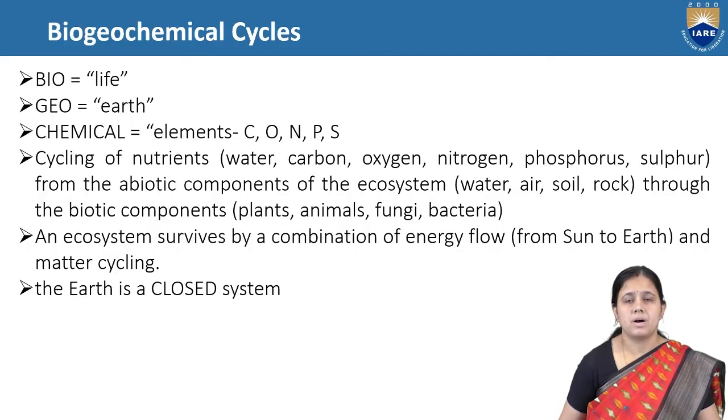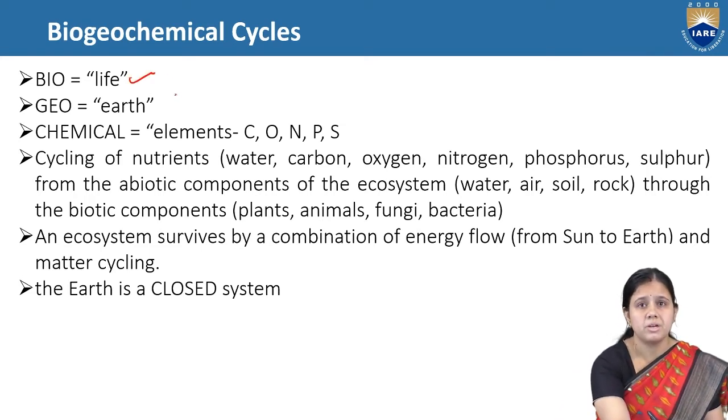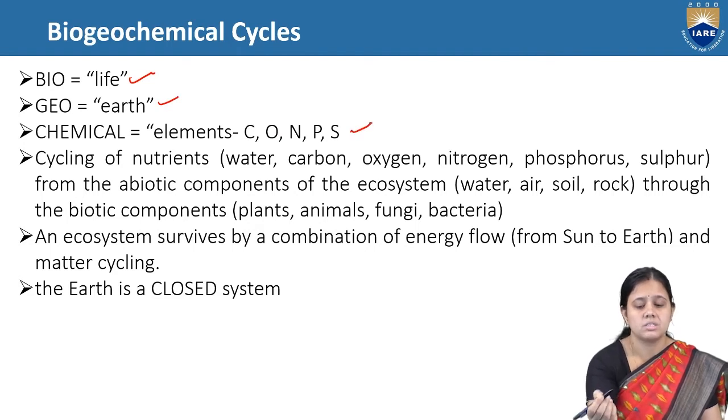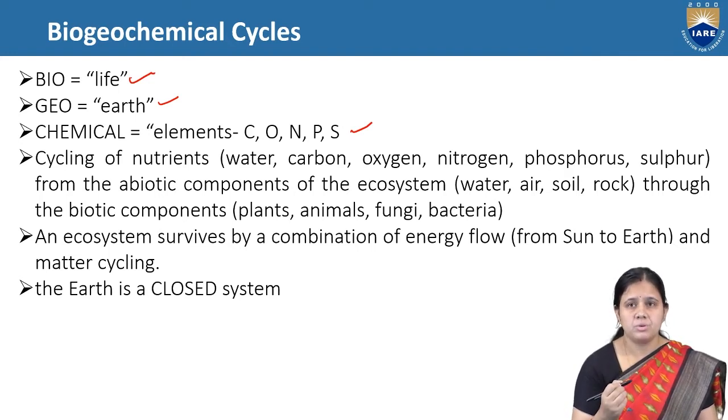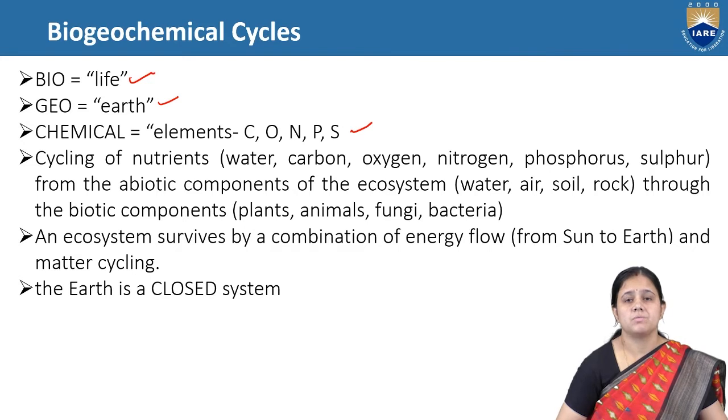Biogeochemical cycle: as the name suggests, bio means life, geo means earth, and chemical means some element like carbon, oxygen, nitrogen, phosphorus, and sulfur. So what is biogeochemical cycle? It is the cycling of nutrients like water, carbon, oxygen, nitrogen, phosphorus, sulfur from the abiotic components of the ecosystem, the non-living components, with the help of the biotic components. Biotic components are the living organisms in the ecosystem.